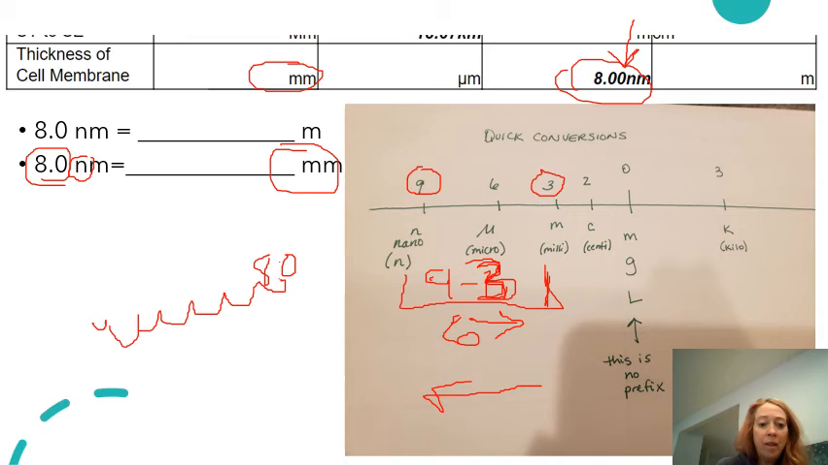Put your decimal place in. That's a decimal place. And then you fill in zeros everywhere along the way. Zeros, zeros, zeros. And we don't need that last zero. So it's 0.000008 millimeters. So that's the number that you would write in right here.